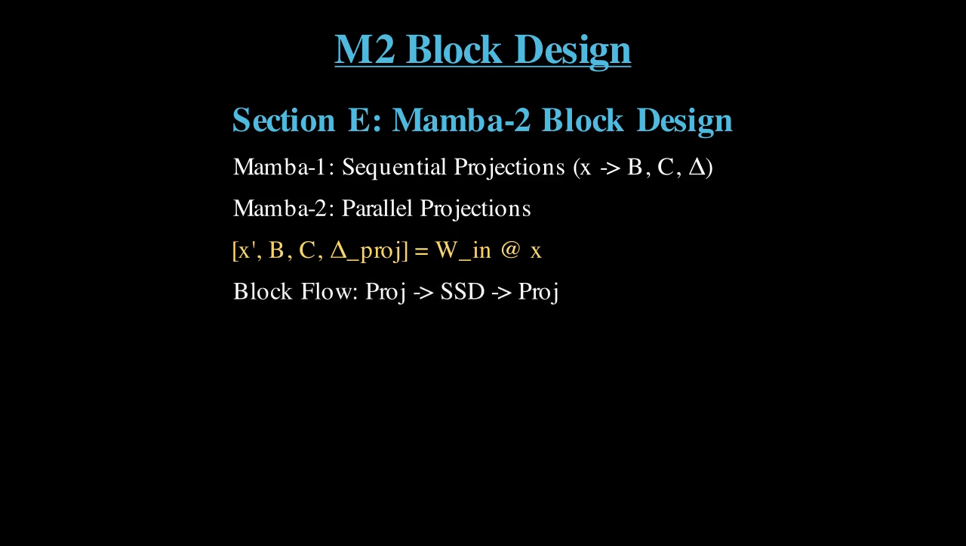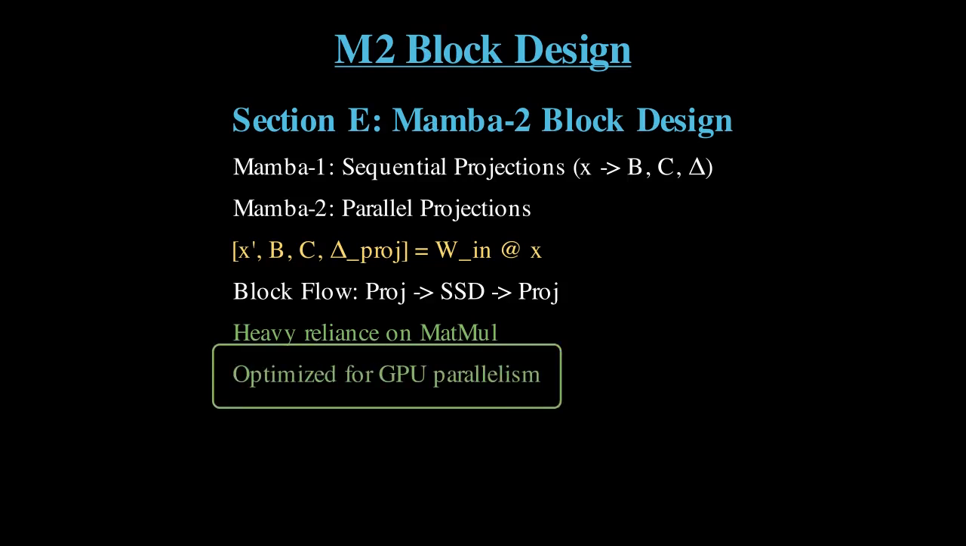The flow becomes crystal clear: one parallel projection, then the core SSD operation, which we covered earlier, and finally an output projection. This design heavily reuses matrix multiplication, which is exactly what modern GPUs are built to accelerate. It trades a more complex sequential path for a simple, parallel, and highly efficient computation graph. This change is fundamental to Mamba-2 performance.